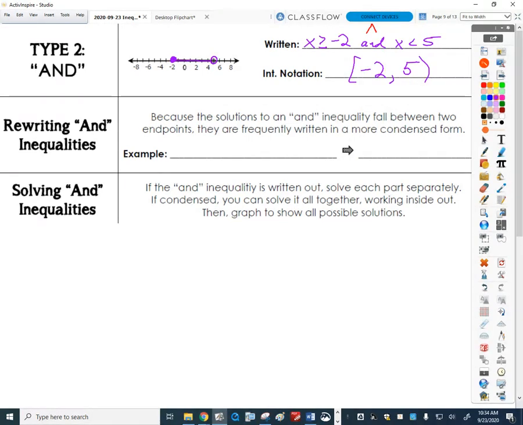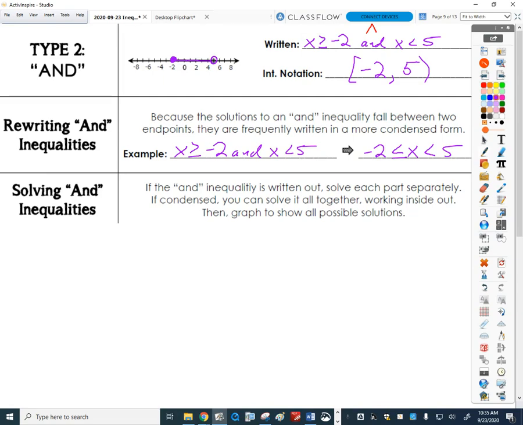Okay, so when we rewrite these, though, the "and" falls between the two endpoints, but really that's a clumsy way to say it, right? If we said something like, for example, let's look at this top one we did right here, x is greater than or equal to -2 and x is less than 5, well, why don't we write that instead this way? Greater than or equal to -2 and less than 5. See how much better that works?